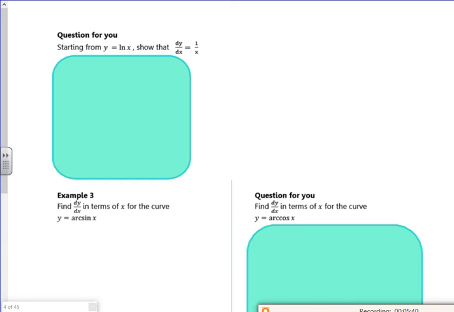It says start with y equals log x, show that dy by dx is 1 over x. Right, so it's a question for you, but I'm going to do it. Because I'm doing this with the wrong letter, I'm just going to transpose this. So e to the y is x. So that's starting with y equals log x, if I do e of both sides. Now I'm going to differentiate it. So dx by dy is e to the y. That means that dy by dx is 1 over e to the y.